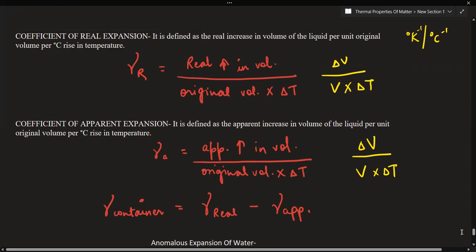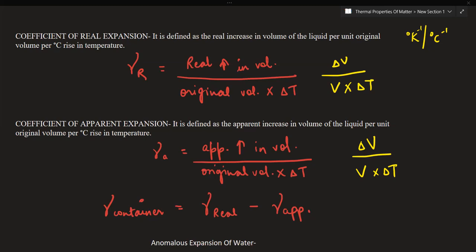Is this clear? Thermal expansion in liquids. Yes. And Ayesha, if you have any doubts, you can ask me, because I think you were having your exams these few weeks. Okay.